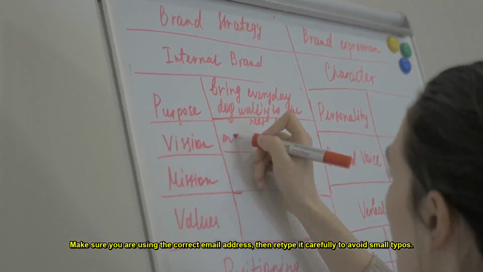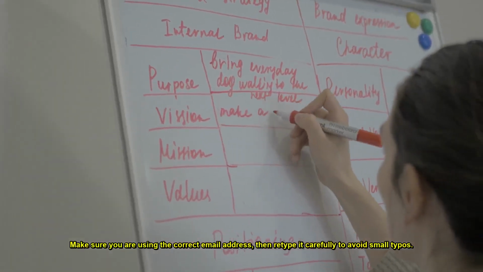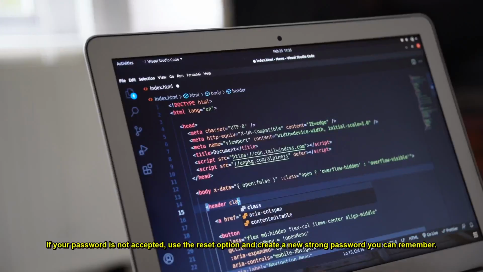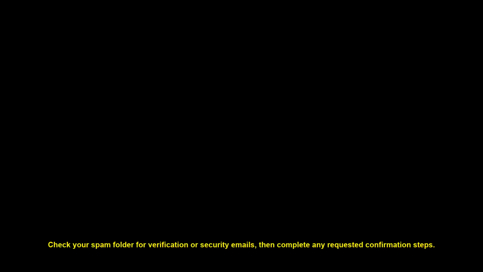Make sure you are using the correct email address, then retype it carefully to avoid small typos. If your password is not accepted, use the reset option and create a new strong password you can remember. Check your spam folder for verification or security emails, then complete any requested confirmation steps. Enable two-factor authentication if available to improve account security and reduce unauthorized access risk.